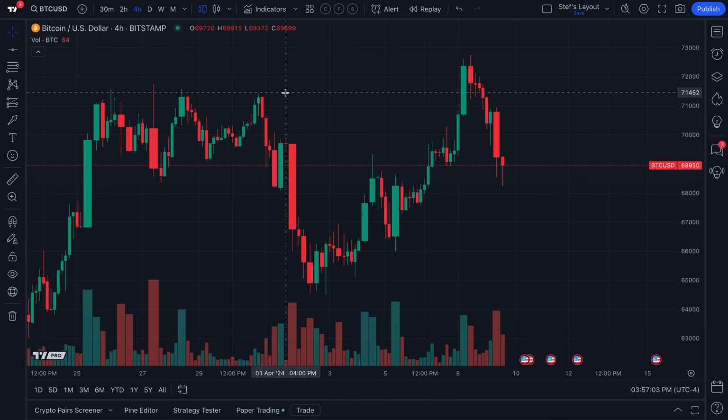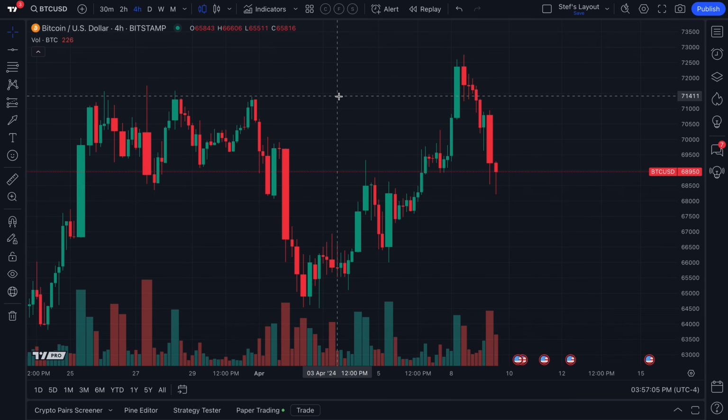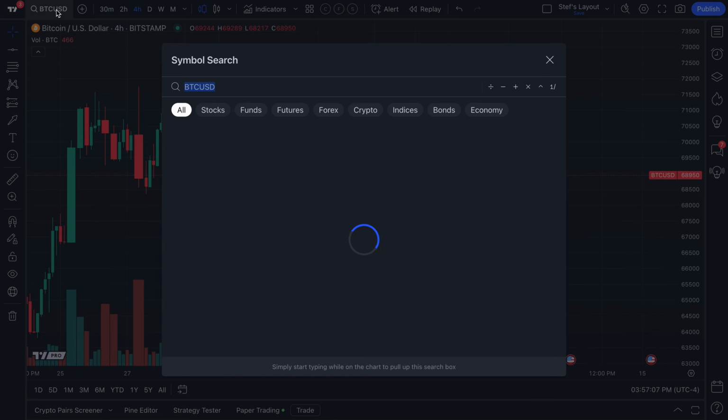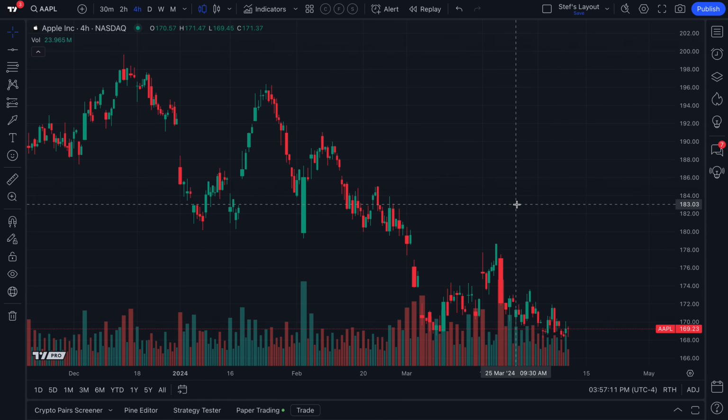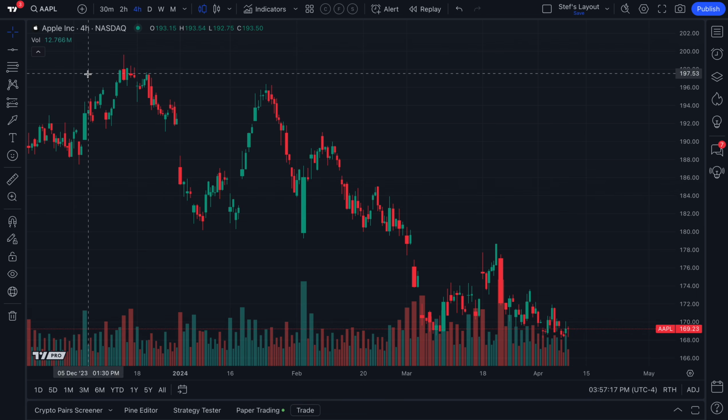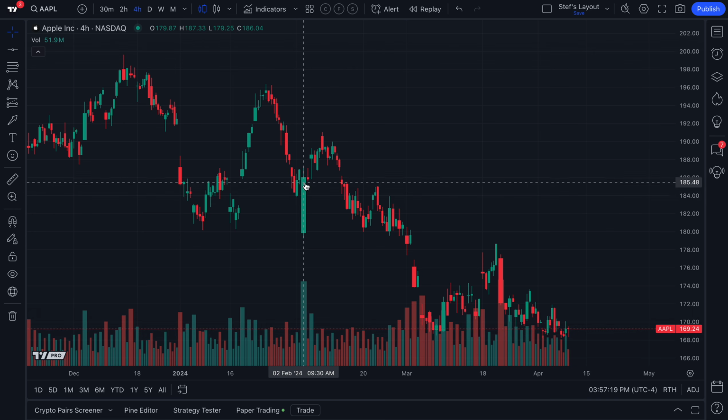Now, before we dive into some real life examples of how you can use this tool, let us remind you that it works across all asset classes. If the asset has volume, you can utilize this all new chart type, volume candles, just like this. So we're on Apple. You can see, look how massive this candle is. Look how massive the volume bar is. Look how small these candles are. Look how small the volume is.